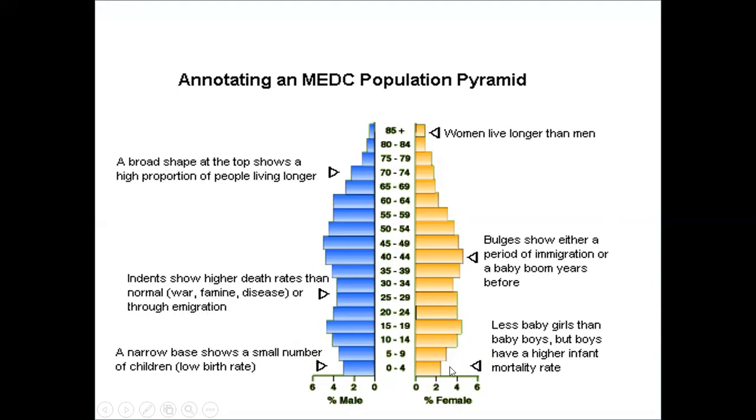And now at the base, you can see a narrow base, which shows a smaller number of children and a lower birth rate. So there are fewer girls born than boys, but boys have a higher infant mortality rate.